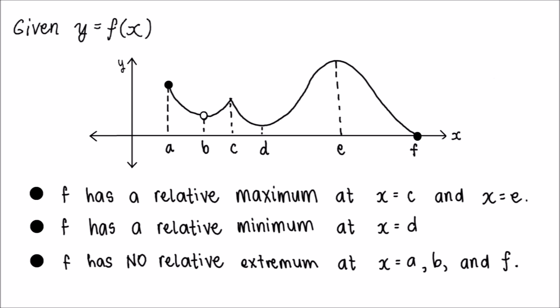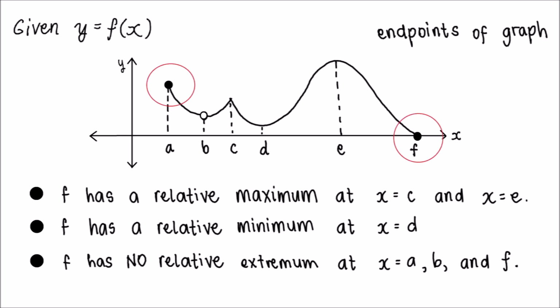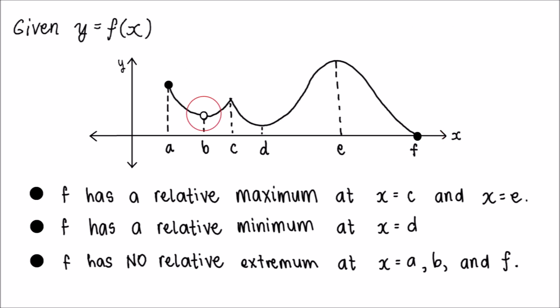To be a relative extremum point, the function must have values around that point. Thus, the function cannot have any relative extremum at x is equal to a, nor at x is equal to f, since these are the endpoints of the graph. And at x is equal to b, f cannot have a relative extrema because f of b is not defined. Candidates for relative extrema must be in the domain of f.